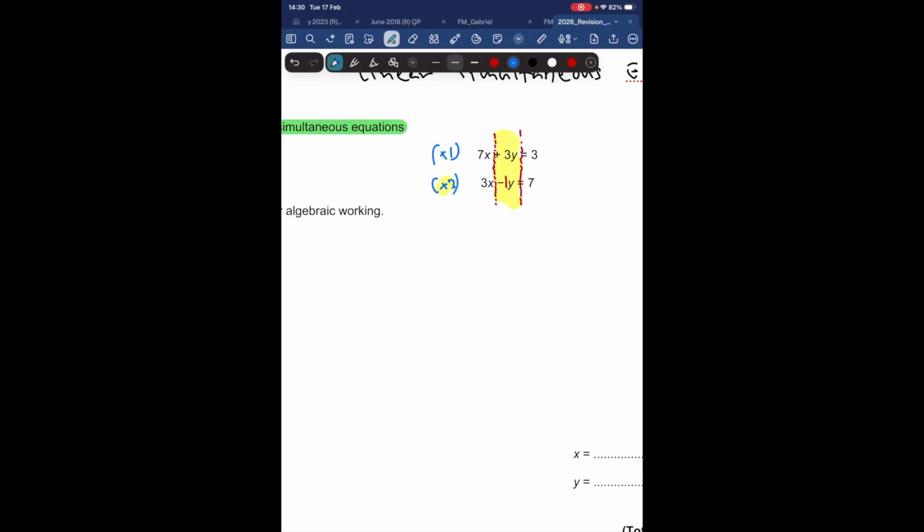So we're going to do that multiplication first. So if I multiply the whole of the top equation by 1, I'm going to get the same equation. 7x, so just to go through it, 1 times 7x will be 7x, 1 times 3y will be plus 3y, equals, and then 1 times 3 will be 3. Now you need to remember you're multiplying everything on the left-hand side and the right-hand side of the equal sign by 1.